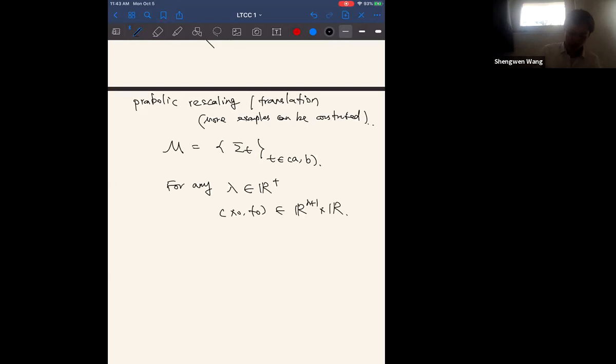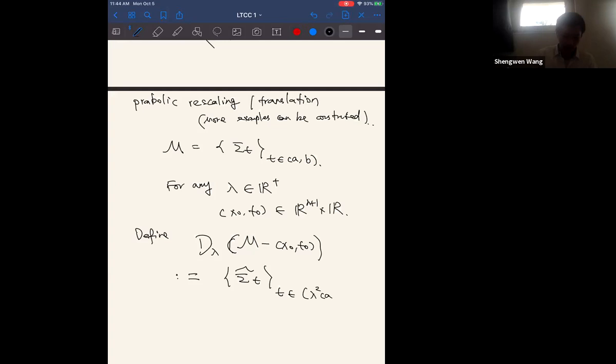then we define the parabolic translation and rescaling, so dilation by lambda of the original flow, and you also translate in space-time by x naught, t naught. This is defined to be sigma tilde t, where for this new flow the domain of definition changes in space-time. So t is now defined in the parabolically translated and dilated time interval, which makes it lambda square A minus t naught to lambda square B minus t naught.